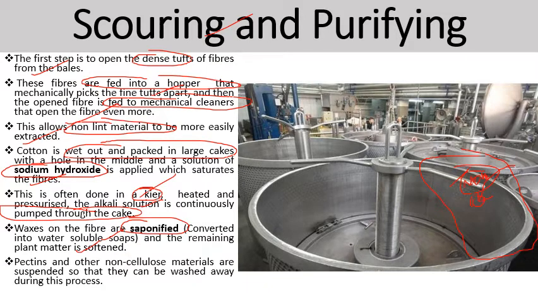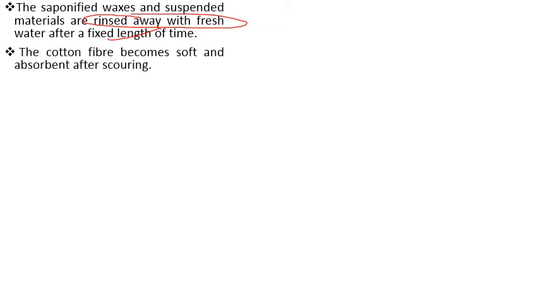The pectin and the non-cellulose materials are suspended so that they can be washed away during the process. तो इसकी वजह से जो pectin और non-cellulose material present होता है cotton में उसे भी remove किया जाता है during this process. The saponified waxes and suspended materials are rinsed away with fresh water after a fixed length of time. तो एक particular period of time के बाद इसे wash किया जाता है और सारी impurities इससे remove की जाती हैं. The cotton fiber becomes soft and absorbent after scouring.